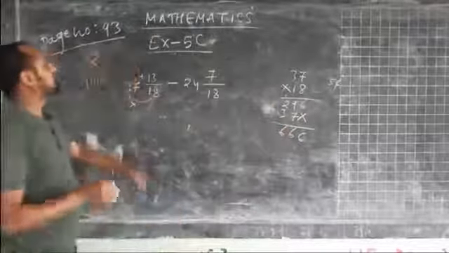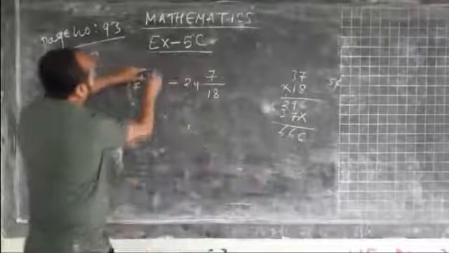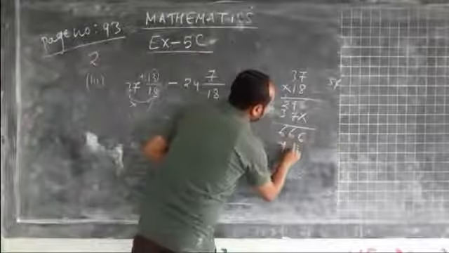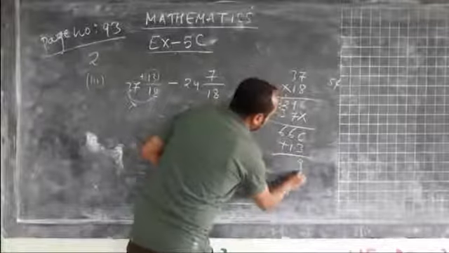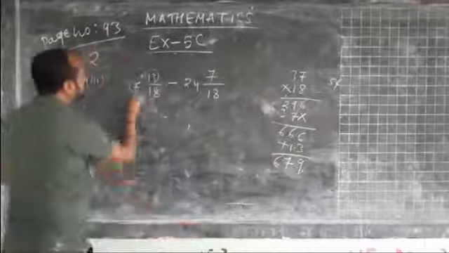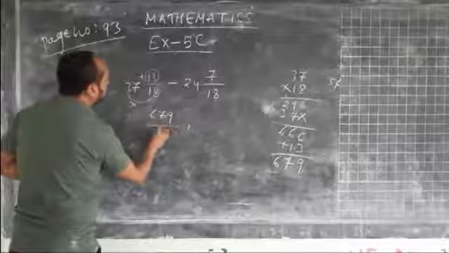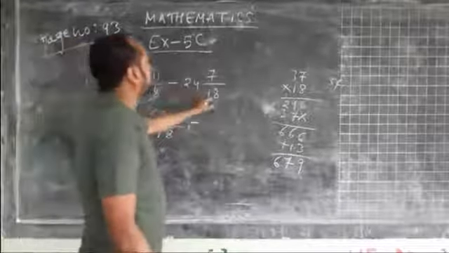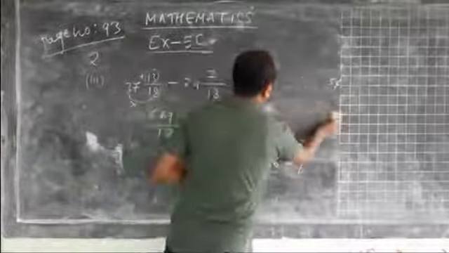Now 6 6 6, that means 666, plus whatever we have in the numerator we have to add that, plus 13. So 6 plus 3 is 9, 6 plus 1 is 7, 6. So how much will it be? 679 divided by 18, minus. Similarly we will do it for this one also.